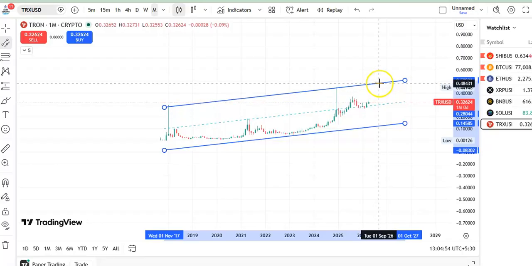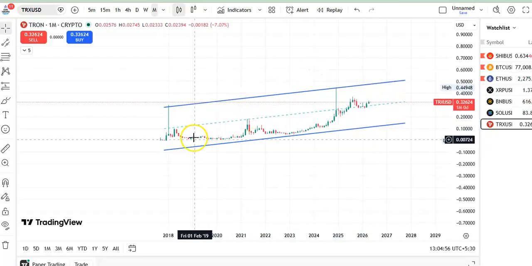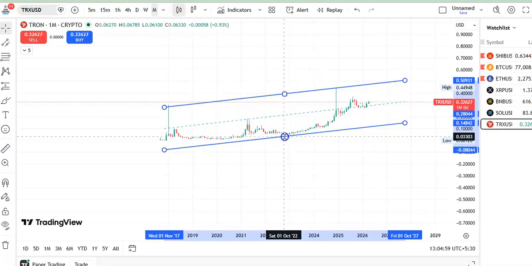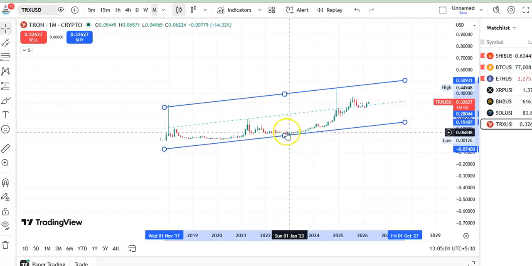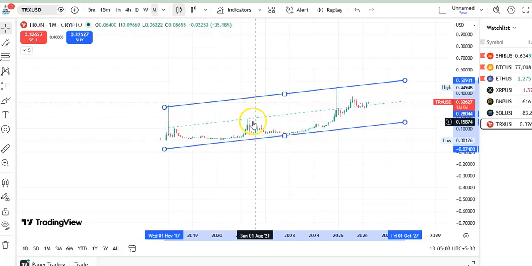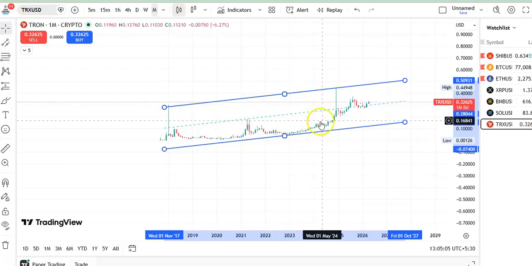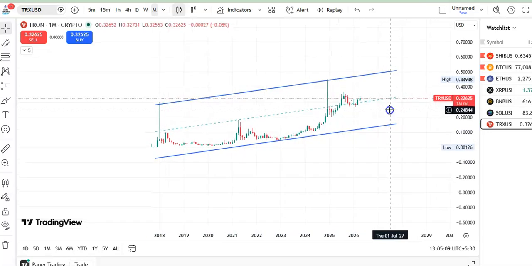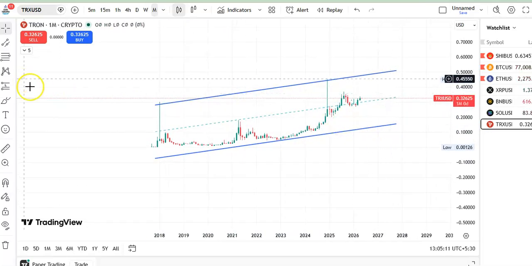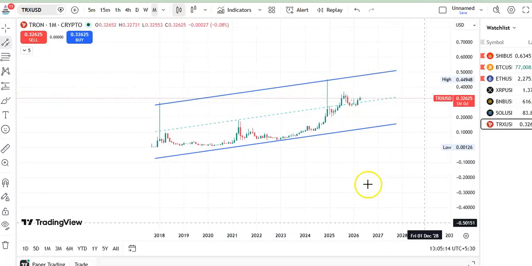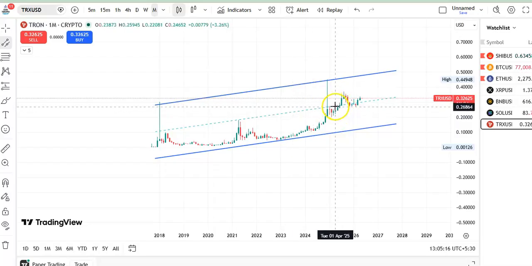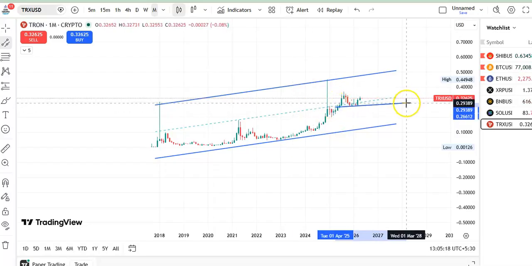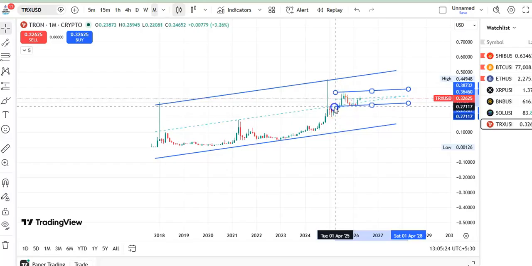You can see this is the support resistance trend line, and after this the candles came down to the support level. Previously the candles went up, a fall happened, and from here the candles are moving in an upward direction. Currently the candles are moving in this channel pattern. So this is the support trend line, and this is the resistance trend line. Within this channel pattern only the candles are moving.